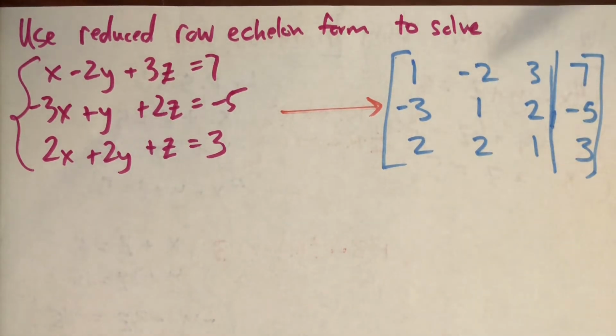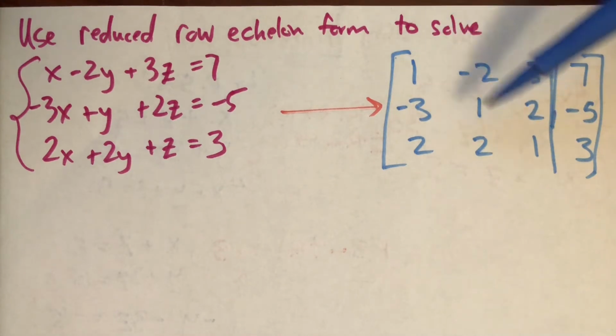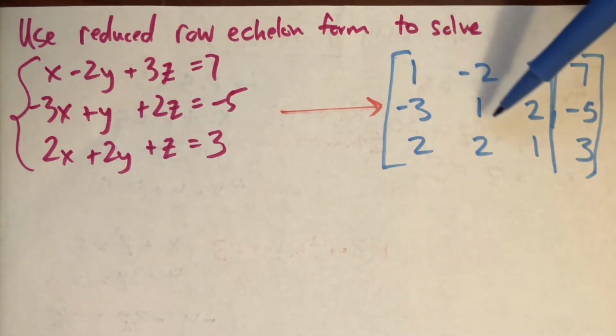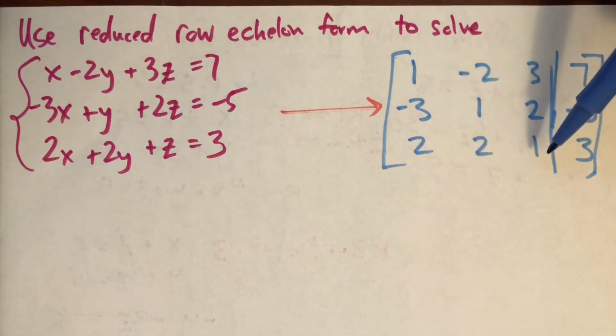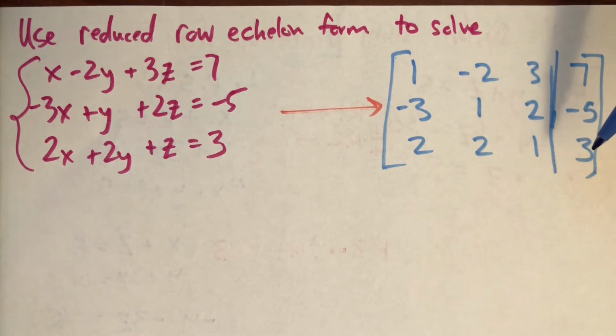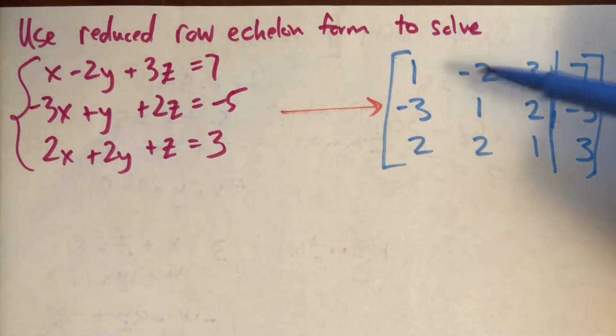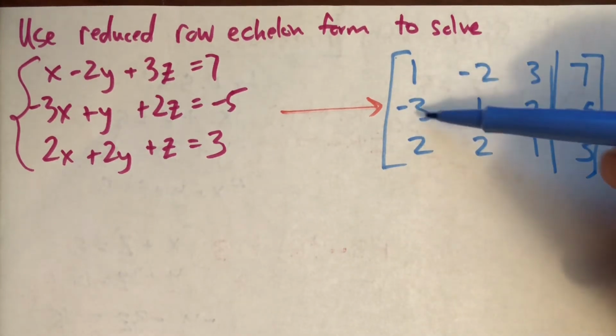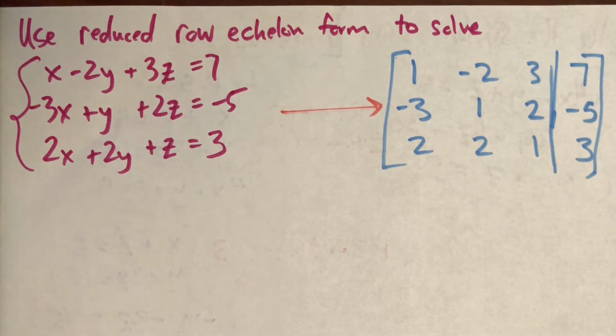So our goal here is to get ones on this diagonal, and man, that's so convenient that they're already there. But they're going to go away, so we'll see what happens. We want to get ones on the diagonal and zeros everywhere else, so I want a 0 in all those positions.